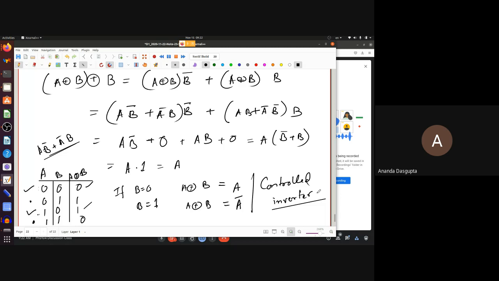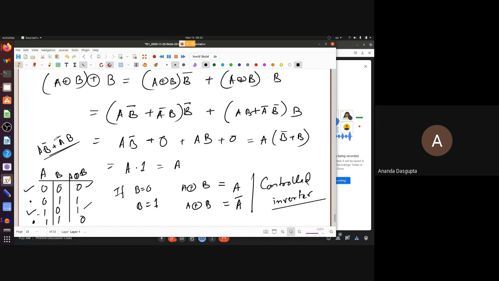But this is actually very, very important in applications. This may be a trivial thing which comes directly from either the truth table or from this expression. In both ways, it's trivial to really work out, but it's actually very, very useful. The fact that XOR actually does controlled inversion. Okay.